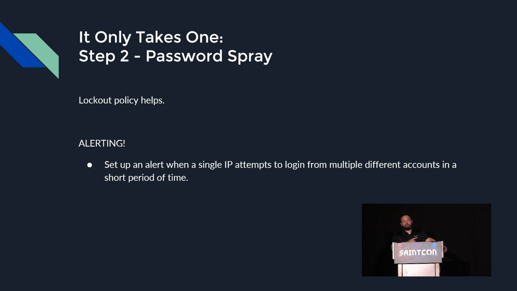But alerting is the most proper way to go for catching these types of attacks. If you see a single IP attempting multiple login attempts across multiple different accounts in a short period of time, that's something you need to start setting up alerts around. And so that's the best way to catch this. And then you can know and respond, rather than locking people out too much, potentially, and causing issues that way. So alerting really is the best way to go for this type of attack vector with password sprays.